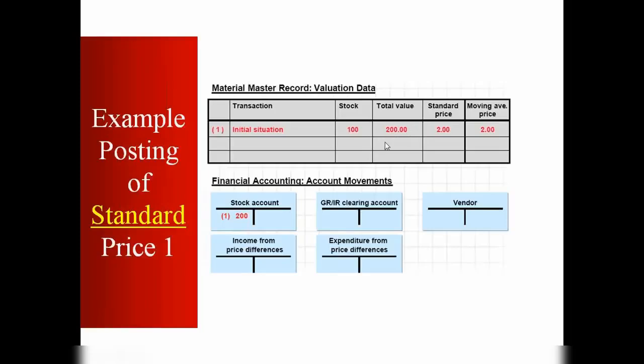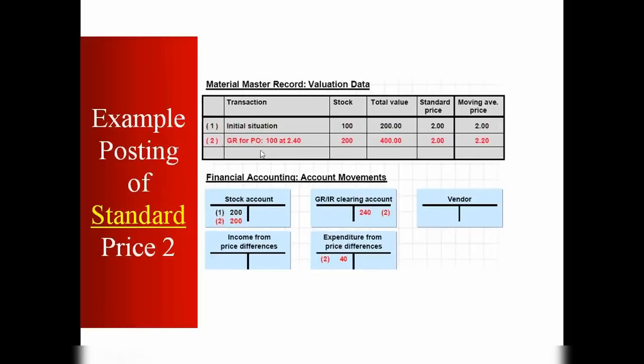Now suppose tomorrow we received a purchase order. The purchase order has 100 pieces of the same product, and $2.40 was the price. In this case, because it's a standard price, the system will put the standard price, because the standard price was 200 earlier. So the system will put that 200 in the stock account. But in the GR, goods received clearing account, it will put 240.